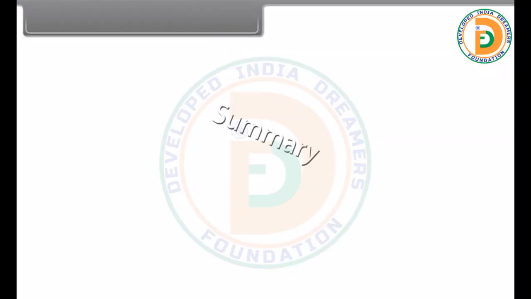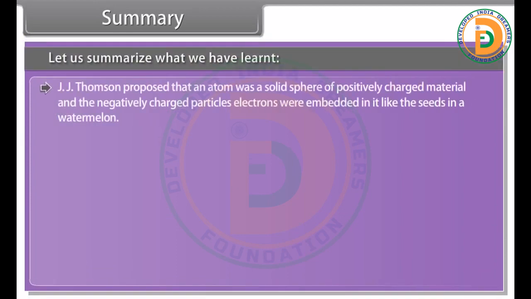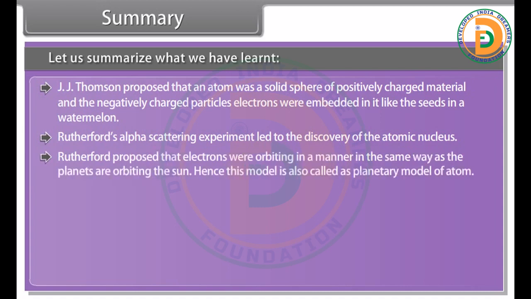Summary. Let us summarize what we have learned. J.J. Thomson proposed that an atom was a solid sphere of positively charged material and the negatively charged particles, electrons, were embedded in it like the seeds in a watermelon. Rutherford's alpha scattering experiment led to the discovery of the atomic nucleus. Rutherford proposed that electrons were orbiting in the same way as the planets orbit the Sun. Hence, this model is also called the planetary model of the atom.